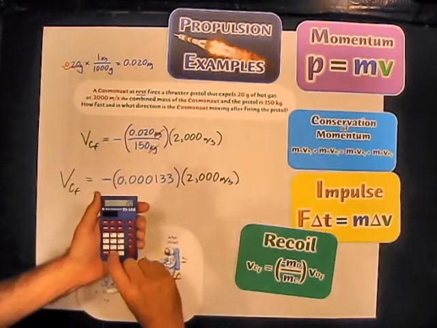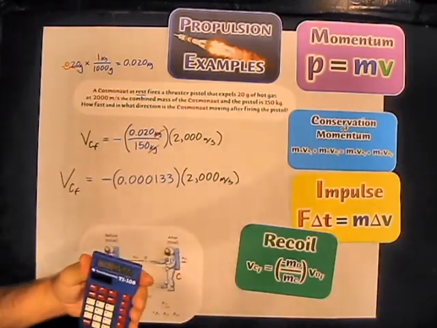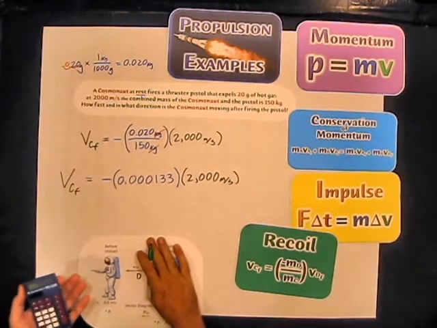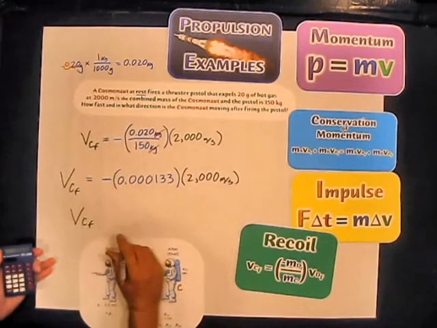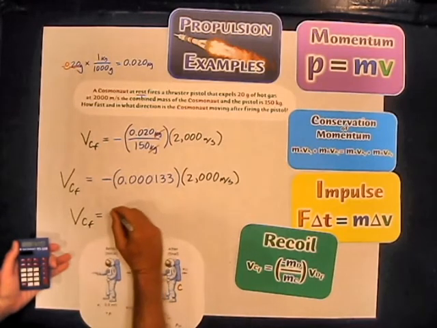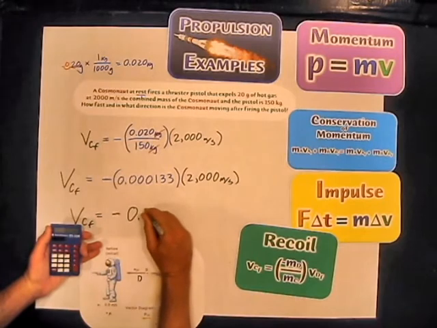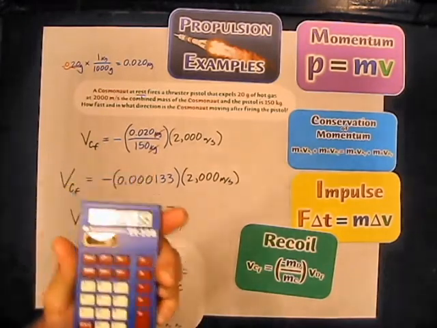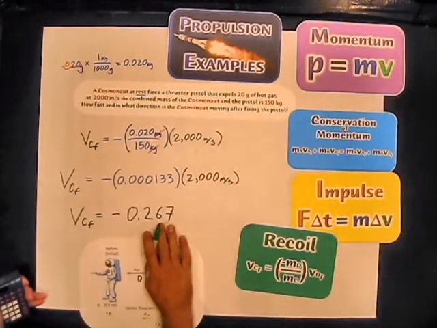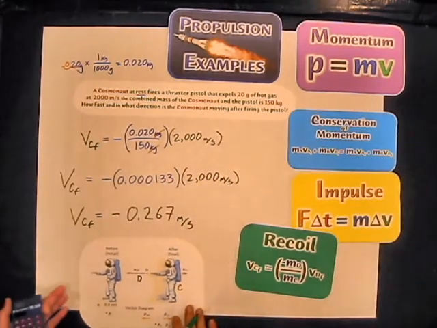Times 2,000 equals, what is that? It equals, not a huge number, but velocity CF of the cosmonaut equals, it's still negative, and now it is 0.2, I'm going to keep 67. It goes 2666. Okay, so 267. What are my units? This had no unit. This has meters per second. Okay, so that is my answer.